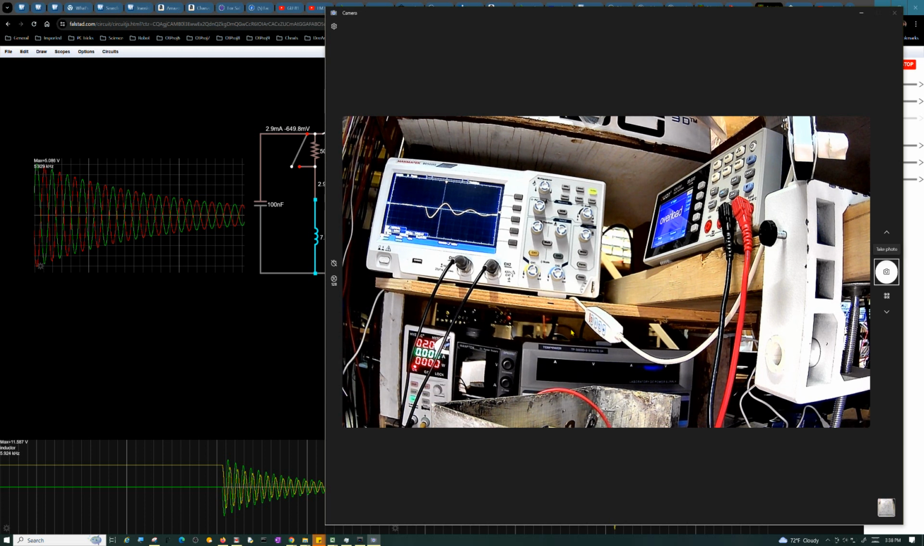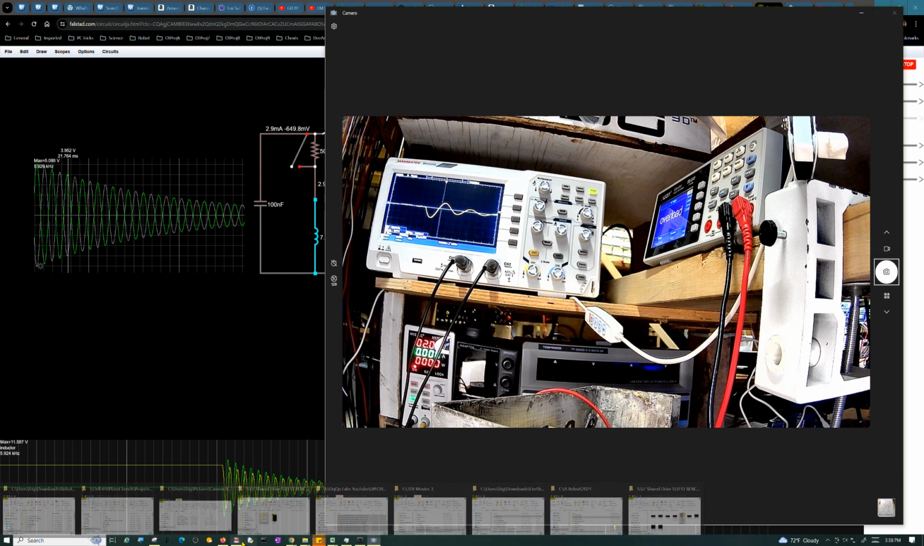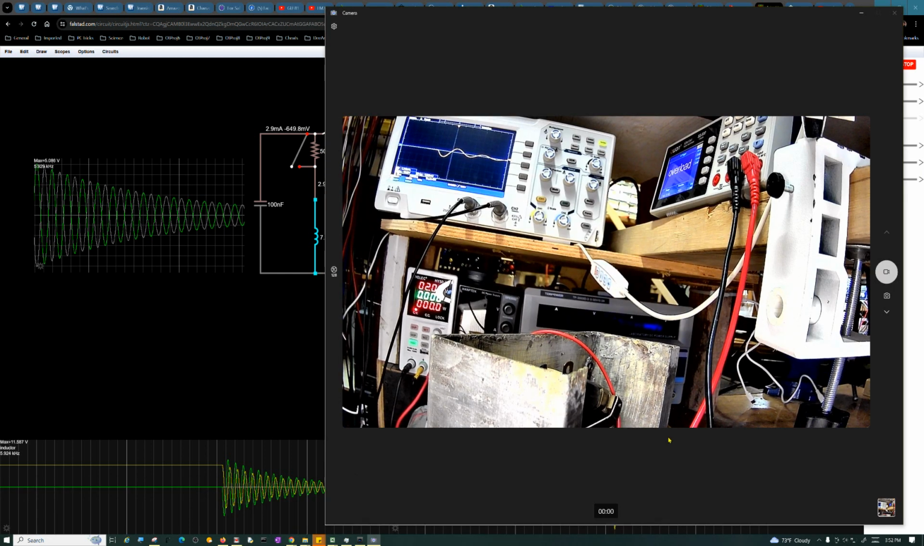Wait, let me pause the video for a second. Alright, at any rate, I've carried this through to its logical conclusion, and I put my probes into 10x mode and changed the scope reading, and I've upped the current to where it's like 200 milliamps max. And you can see the kind of voltages we're getting out of it. It's actually about 68 volts peak to peak.